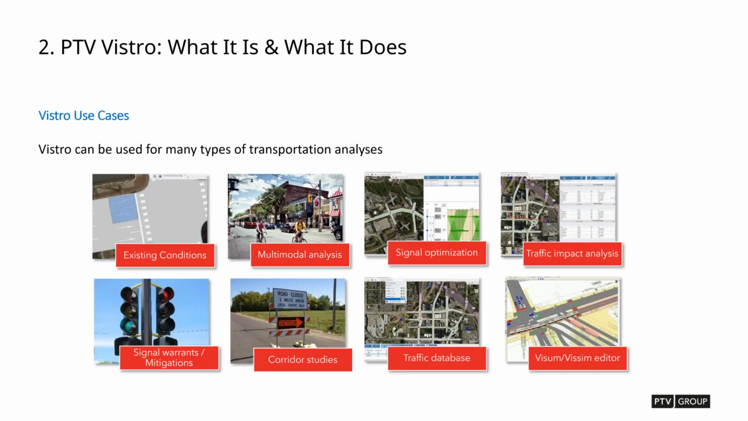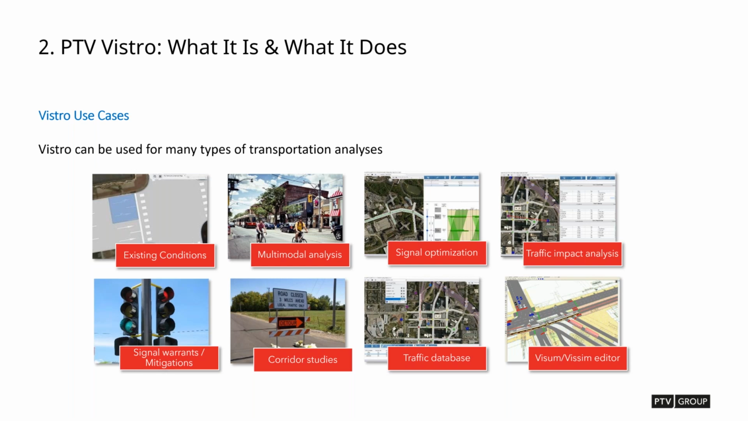All right, so just a few use cases here in terms of what you might be able to use Vistro for. The fourth one on the first row is what we're going to focus on during the live demo, but of course, any type of existing conditions or congestion monitoring, we have agencies that are using it for that. Multimodal we'll touch on a little bit. So we do have the ability to also analyze pedestrians and bicycles, and a little bit of transit in there we'll talk about. Signal optimization, TIAs, I talked briefly before.